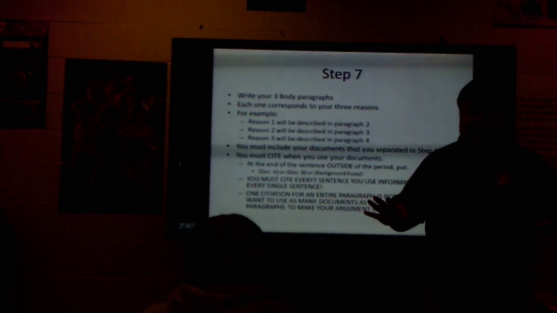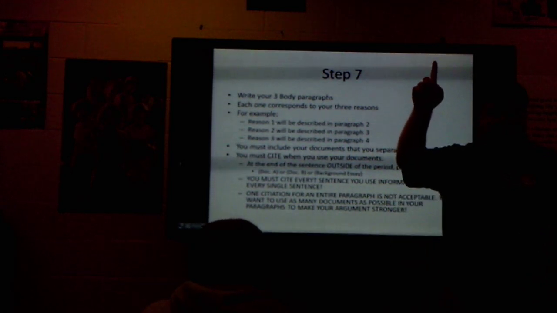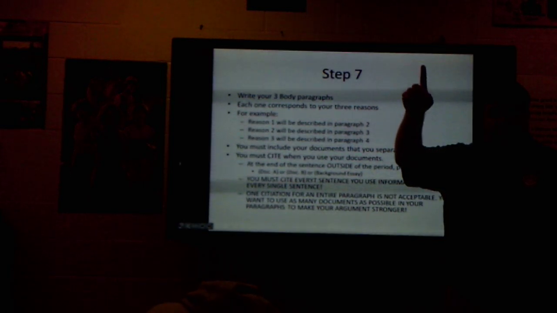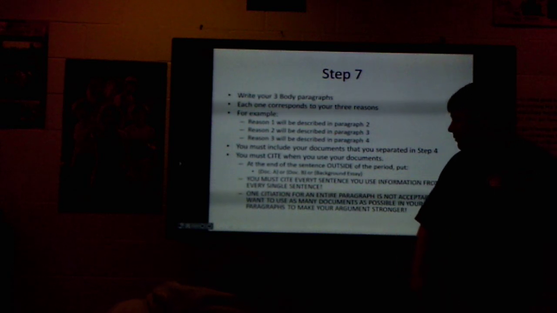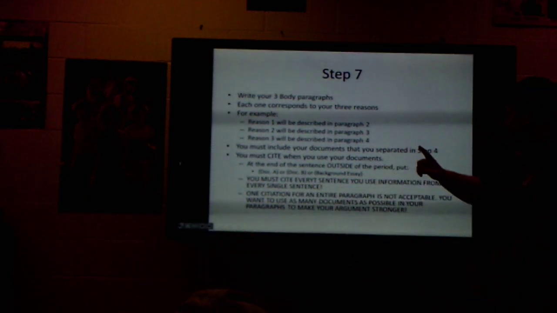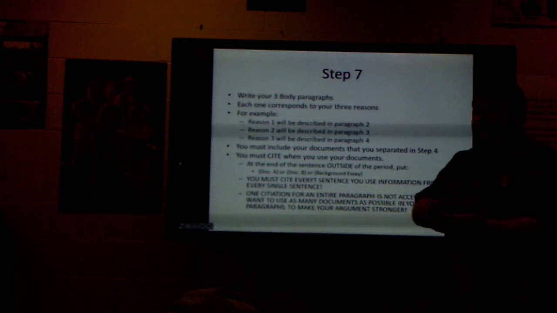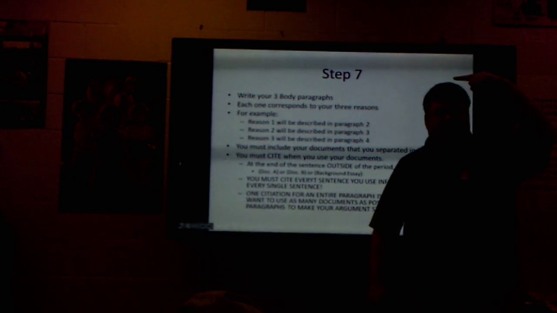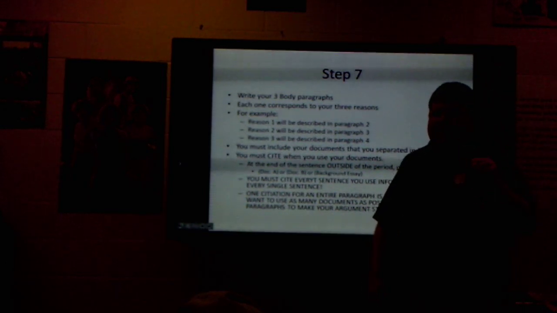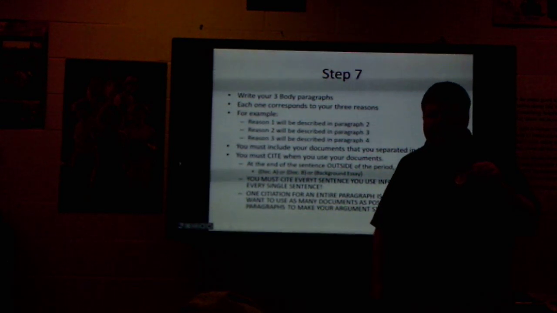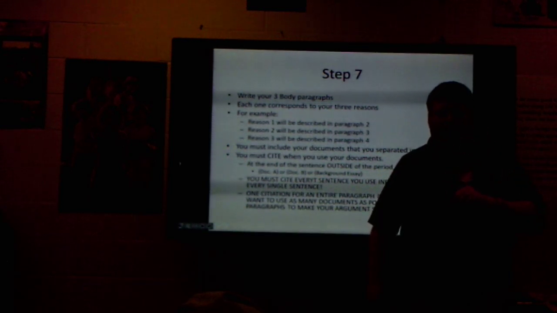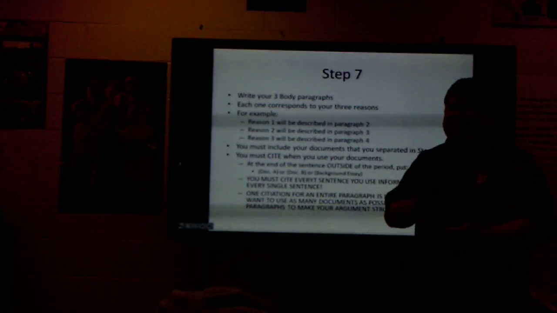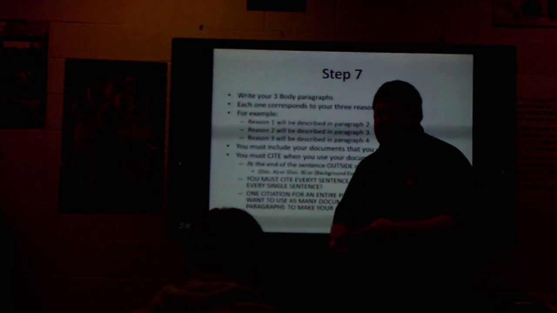I should see lots of citations. I shouldn't just see 1 citation in a paragraph. That means only one of your documents backed up your reason, and that means it's too what? If it's too weak, you need to come up with a different one. You got to cite every sentence you use information from, every single sentence. So let's say the first sentence came from document A. I need to put document A. The second sentence came from document A. Guess what I need to put again? Document A. Okay? The third sentence came from document B. I need to put doc B, right? Cite, cite, cite. It's better to overcite than undercite.